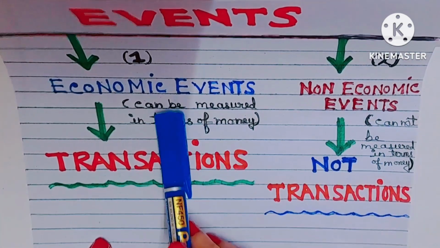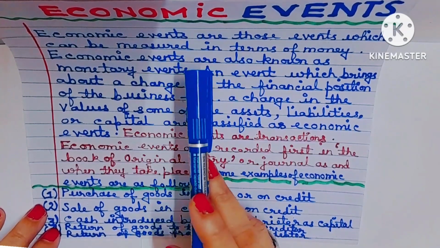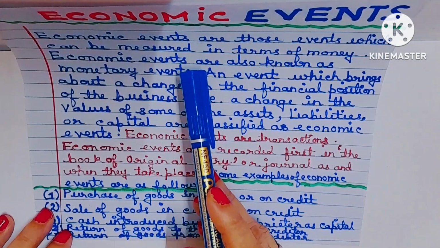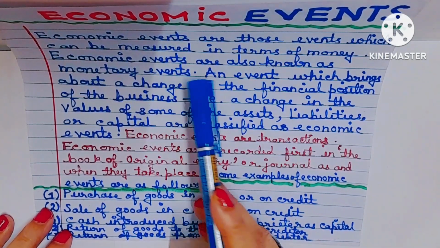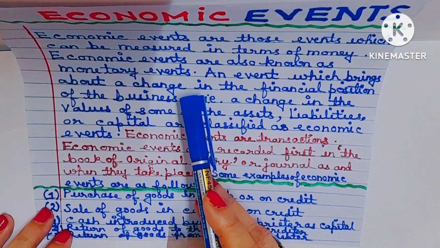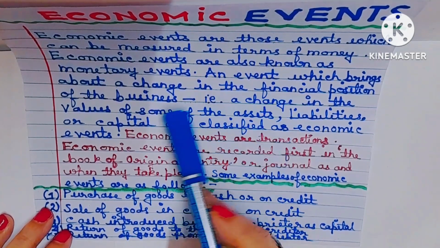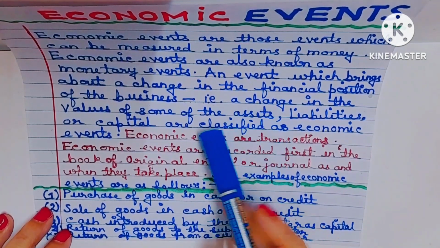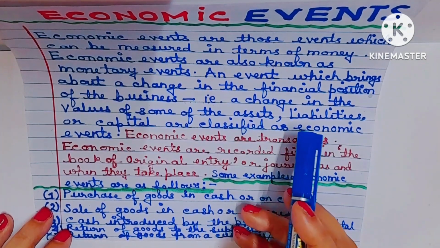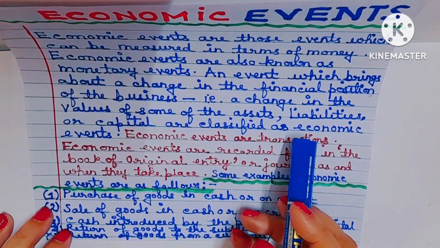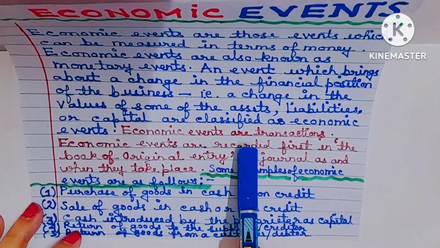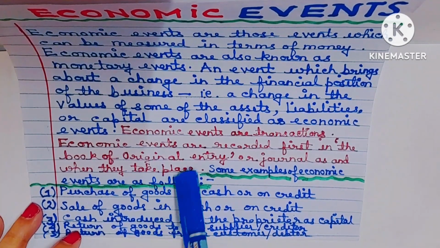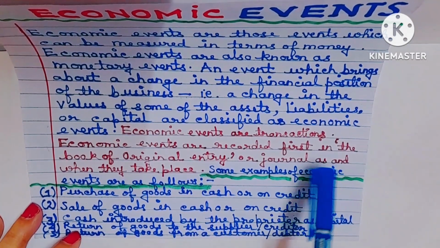What are economic events? Economic events are those events which can be measured in terms of money. They are also known as monetary events or financial events. An event which brings about a change in the financial position of the business, that is, a change in the values of some of the assets, liabilities or capital, is classified as an economic event. So economic events are transactions. Economic events are recorded first in the books of original entry or journal as and when they take place.